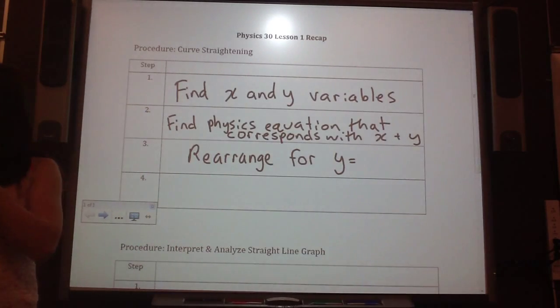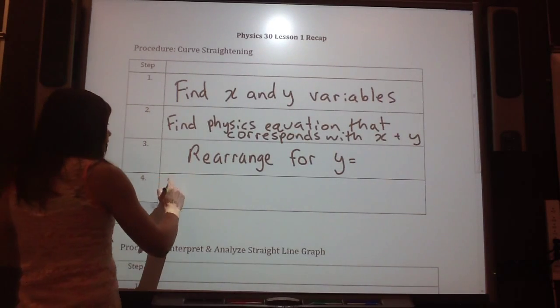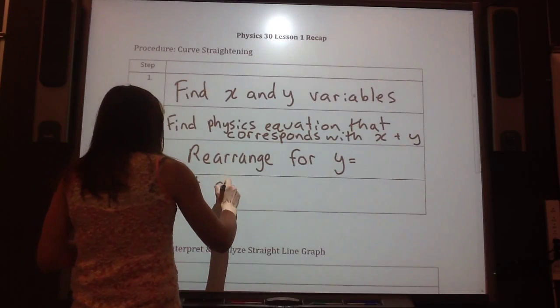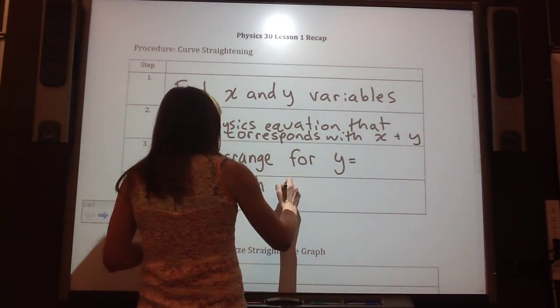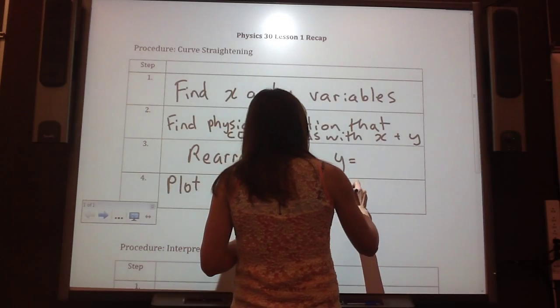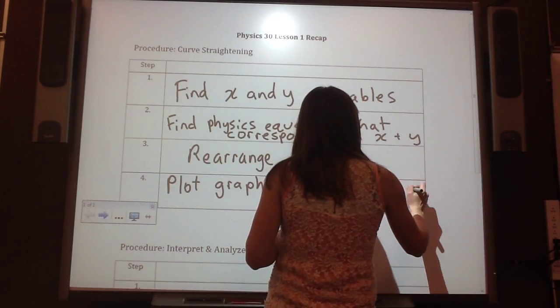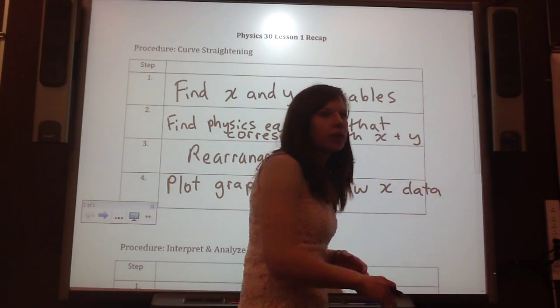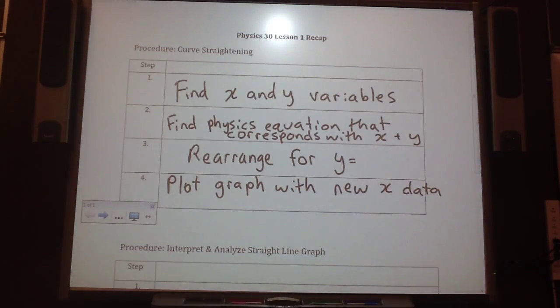With the manipulated x. Yeah. So, I'm just going to say new x data. So if we have to manipulate the x data like we did yesterday where we squared it, we took that data and plotted the new graph, and then we had a straight line. So when you rearrange it to make it a y equals, it's going to have something else with the x on the other side, and that's what you do to get your new x plots, is what's on the other side.